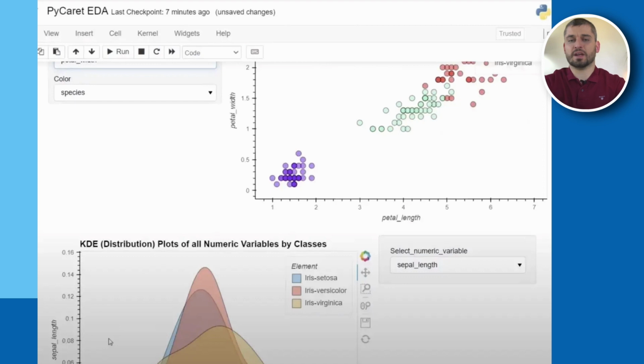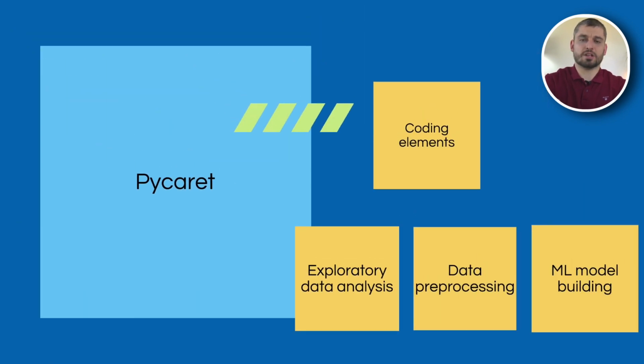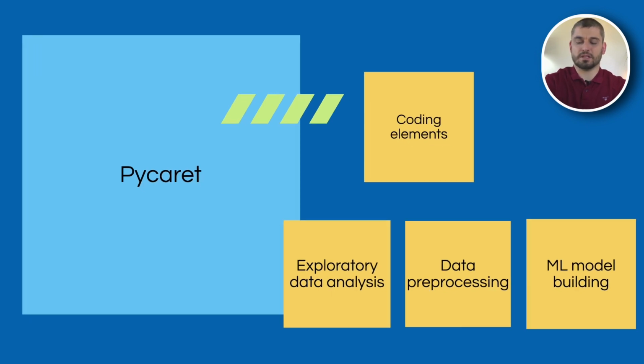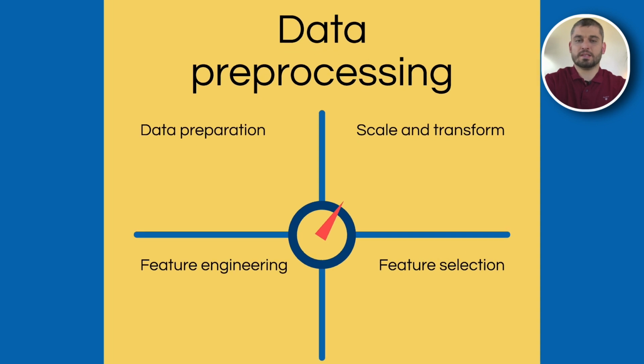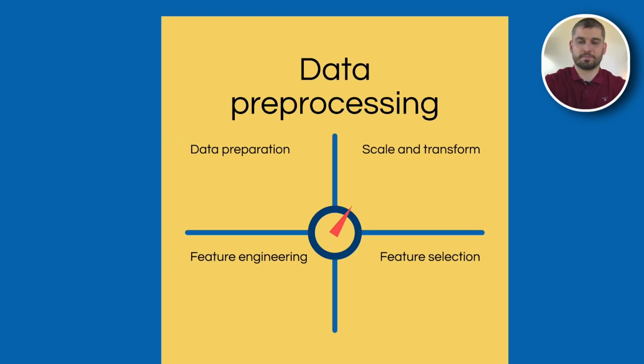Using PyCaret, you can do exploratory data analysis with a line of code, which gives you a result like this in Jupyter Notebook. The data preparation part can also be completed with a few lines of code, which practically involves entering some parameters. This includes handling missing values, one-hot encoding, handling outliers, normalization, feature engineering, feature selection, and many more.